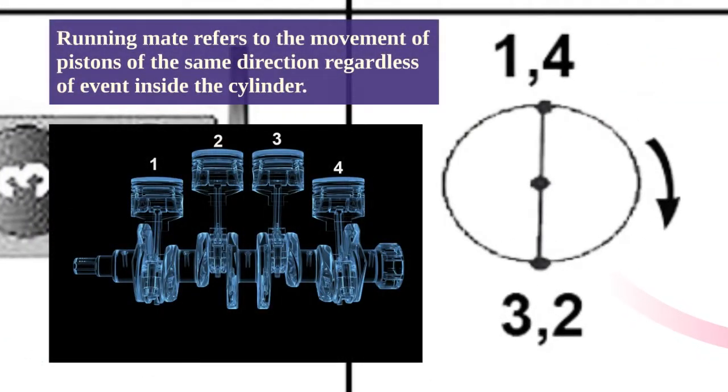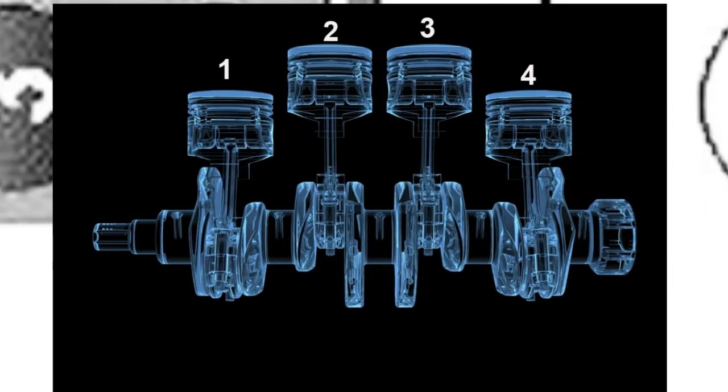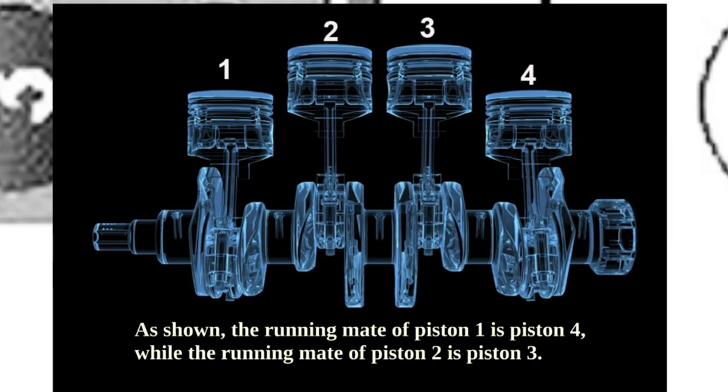Running mate refers to the movement of pistons in the same direction, regardless of the event inside the cylinder. As shown, the running mate of piston 1 is piston 4, while the running mate of piston 2 is piston 3.